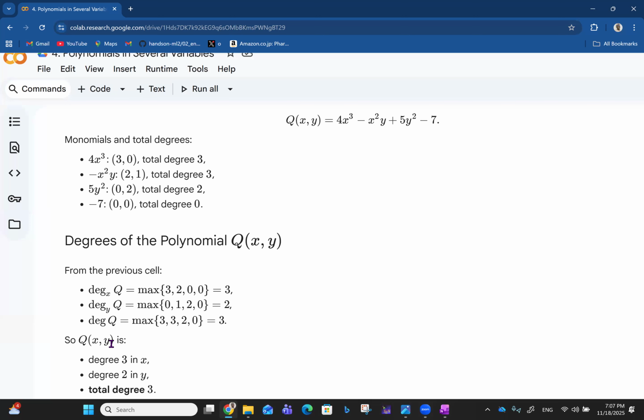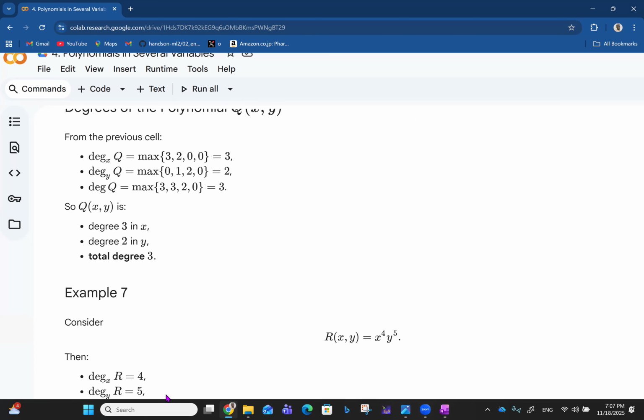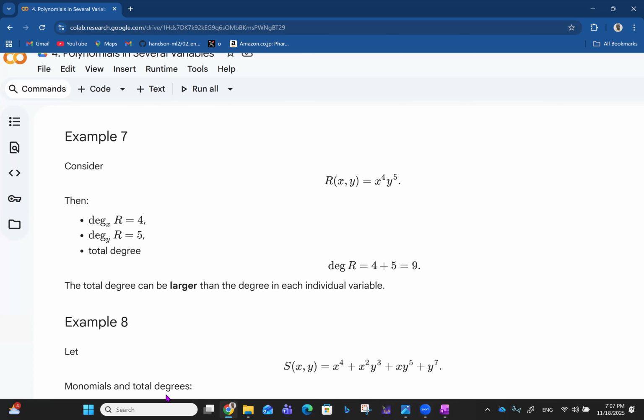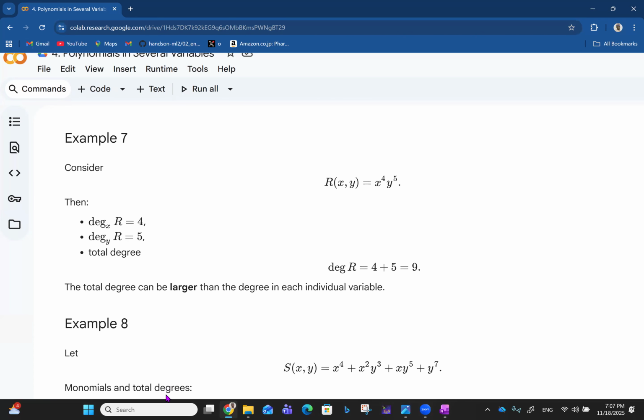So q of x comma y is degree 3 in x, degree 2 in y, and total degree is 3. That takes us to example 7, where we consider r of x comma y, which is x raised to power 4 and y raised to power 5.